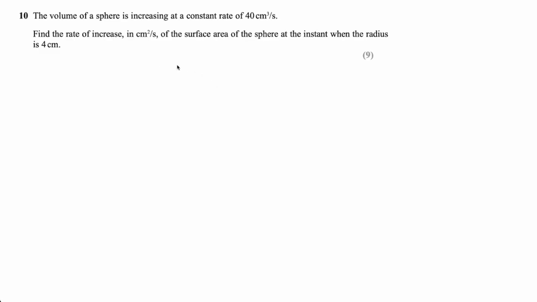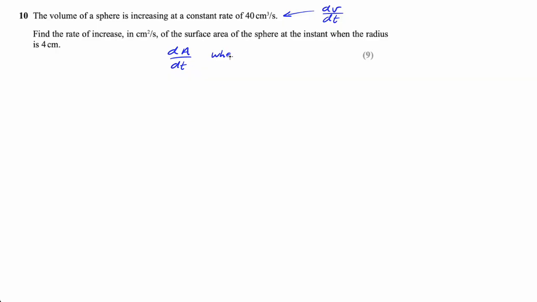Question 10. Okay, guys, this is 2 lines and 9 marks. You know this is going to be hard, but hopefully it'll be fun as well. The volume of a sphere is increasing at a constant rate of this. Okay, firstly, guys, what is that? That is dV/dt. Find the rate of increase in centimeters squared per second of the surface area. So we're trying to find, let's call it A for area, dA/dt when the radius is 4.